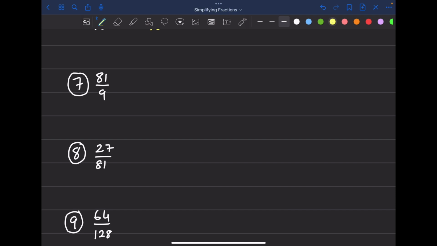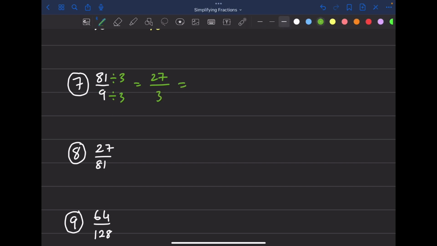Question number 7, 81 and 9. So this might take a bit of thinking, but you might say, okay, they are both divisible by 3. Let's try that. So divide both of them by 3. 81 divided by 3 is 27. 9 divided by 3 is 3.